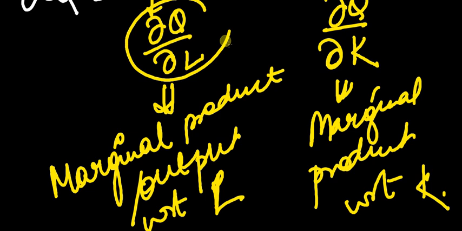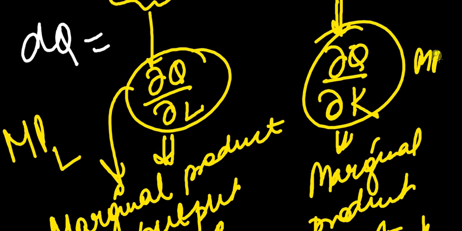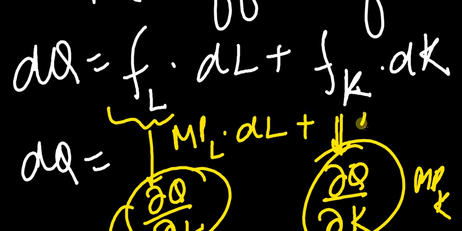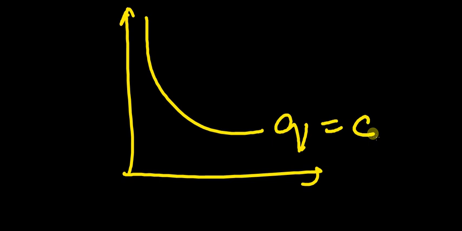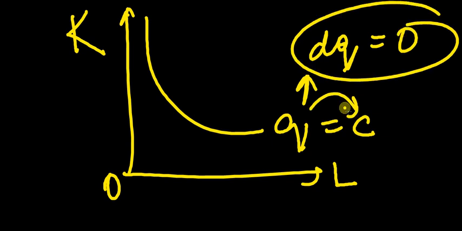How output changes when labor changes is the marginal product of labor, and how output changes when capital changes is the marginal product of capital. So the equation becomes marginal product of labor dL plus marginal product of capital dK. Alright, so now when I construct an isoquant, I fix output at some level. That level can be 10, 20, 30. I'm fixing output and I'm saying different combinations of labor and capital that give you that level of output. Because output is fixed at some level, differentiation of this would be 0 because it's a constant. So dq is 0.